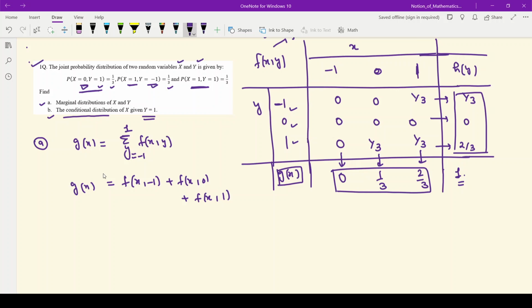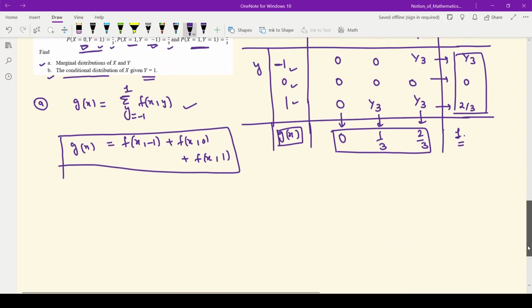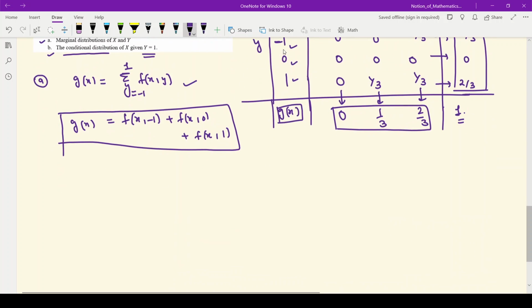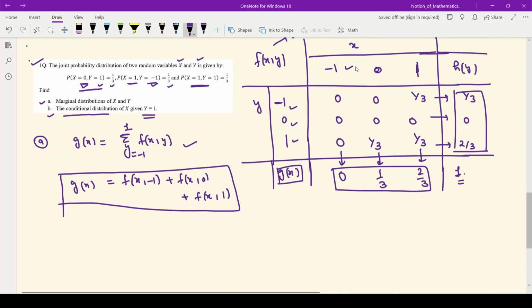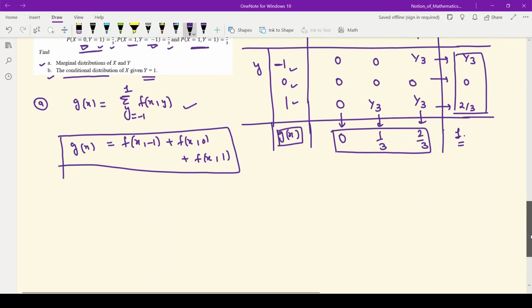Now thereafter it is the value of g of x, but we have utilized here the value of y, as you can see, but we have not utilized the value of x. Now we will be utilizing the value of x. So x also has 3 values. If you see here, x also has 3 values. So I will be utilizing all these 3 values in this particular formula.